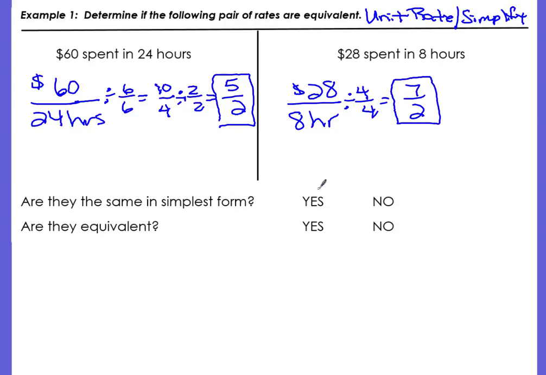So are they in simplest form? Yes. Are they equivalent? Are they equal? No. Although their hours are the same, they both have 2 hours, the amount of money they make in those 2 hours are different. One makes $5, the other makes $7. So they are not equivalent.